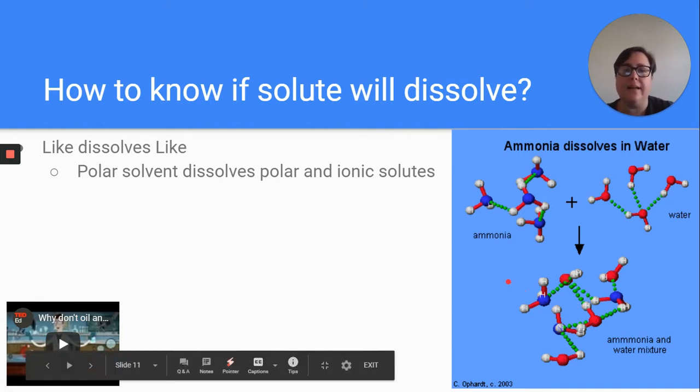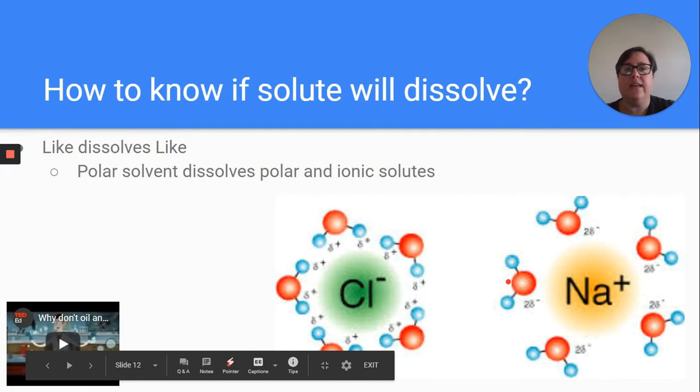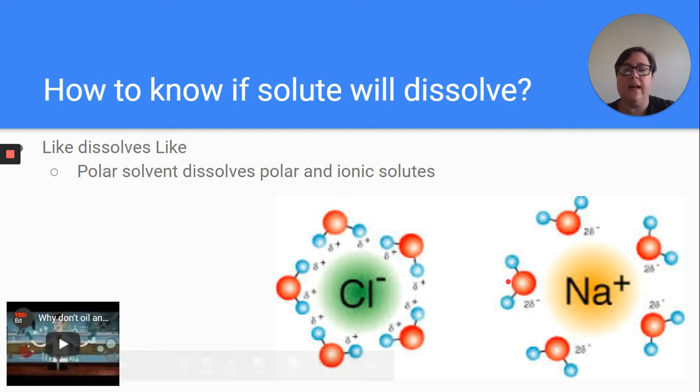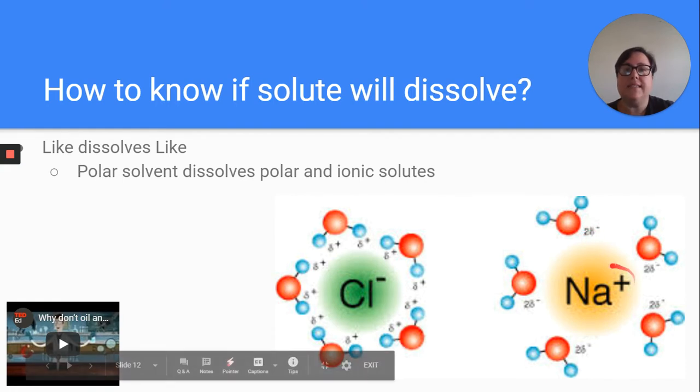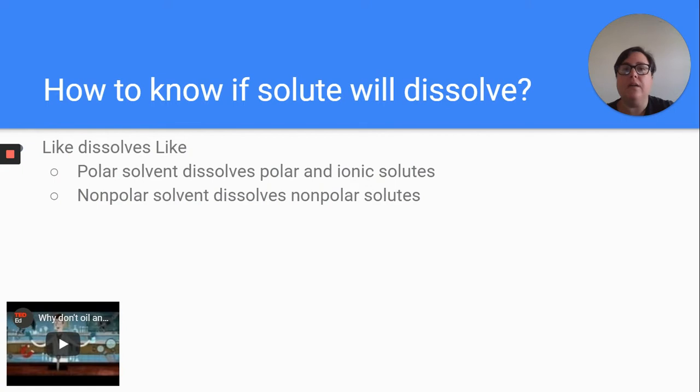For an ionic compound, instead of intermolecular forces, they have charges in common. So polar molecules have a positive end and it can attract the negative anion. The negative side of the polar molecule can attract the positive cation. So you have that likeness happening with the charges. If you have a nonpolar solute or solvent, they can only dissolve nonpolar solutes because the only thing they have in common is the London dispersion force.